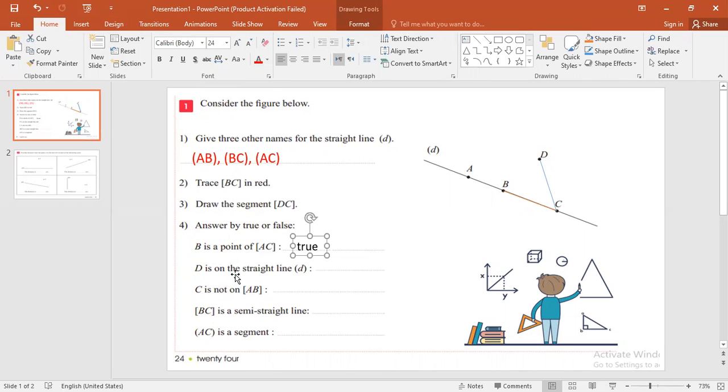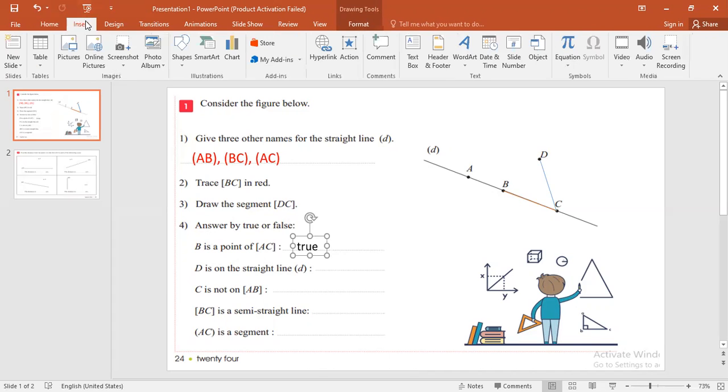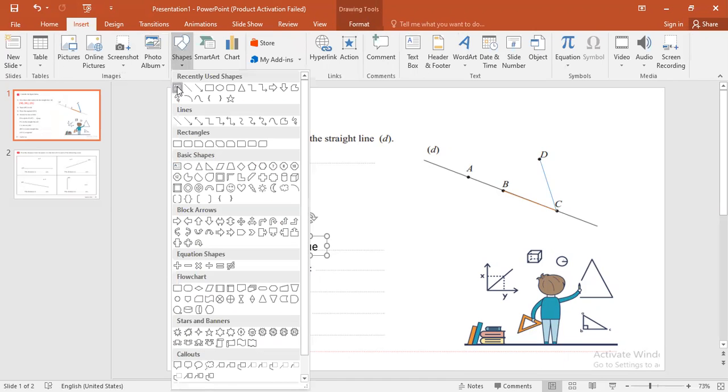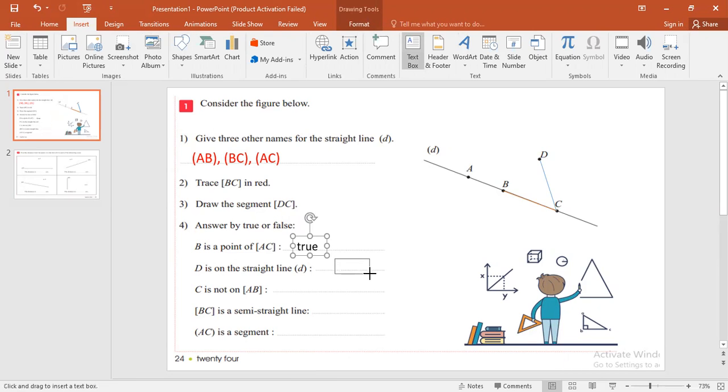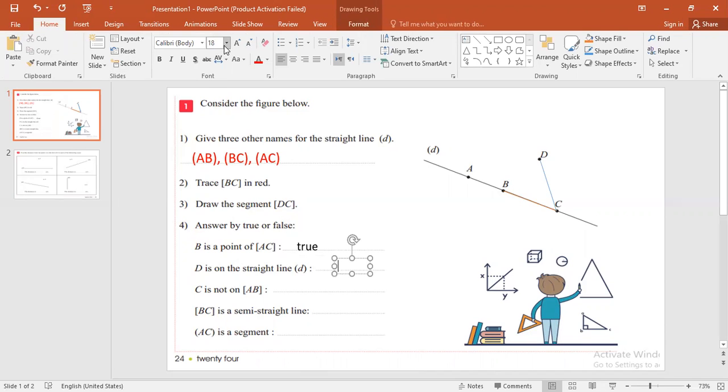Now D is on the straight line D. Look, D is on the straight line D. Let's move our finger on the straight line D and we see if we pass through D or not. Move on D. So no, we don't pass through D. So this statement is not true. It is false. So we write false.